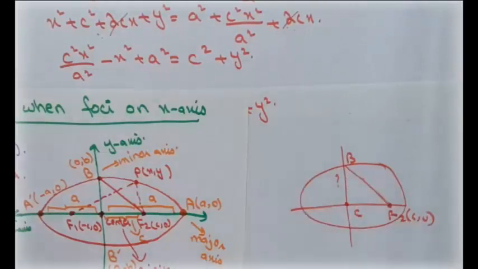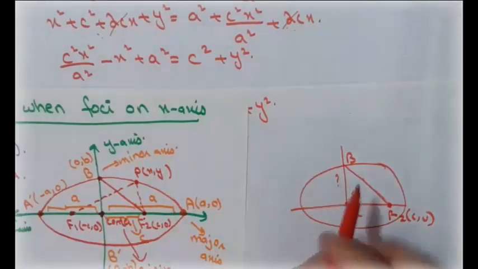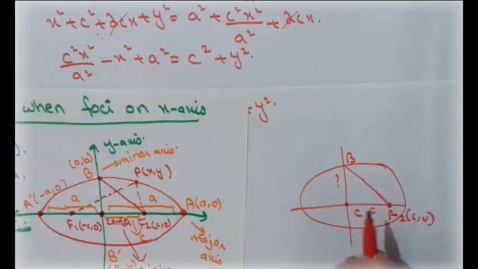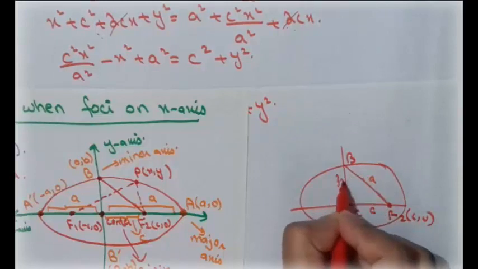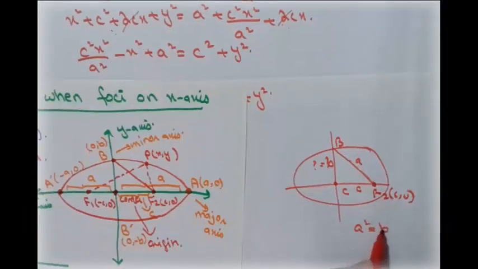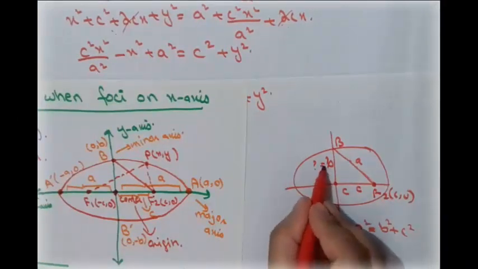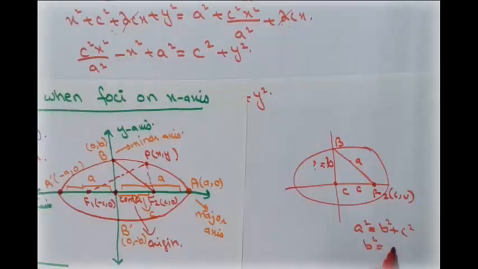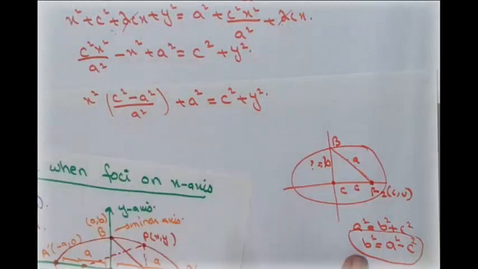So if I draw this line over here, drawing from point B to this focus point, we know that this length is c, and suppose that this length is a and this length is b. So we find the value of b. By Pythagoras theorem, a square is equal to b square plus c square. Then to find the value of b square, b square is equal to a square minus c square. So we find this value to arrange this factor in this form.